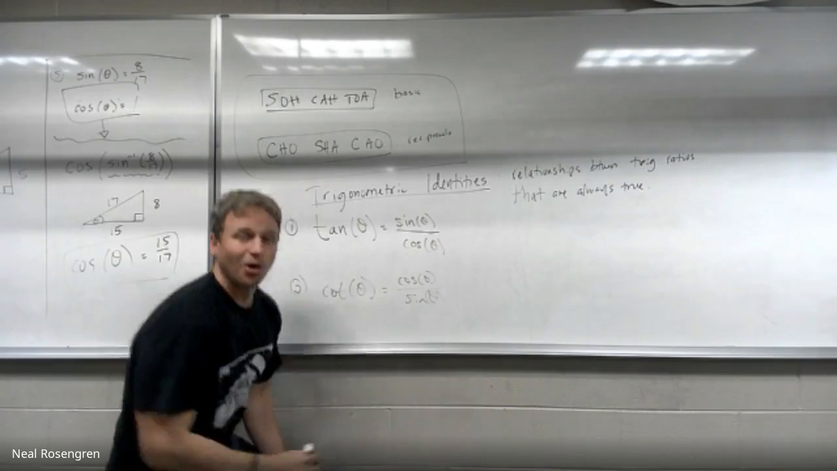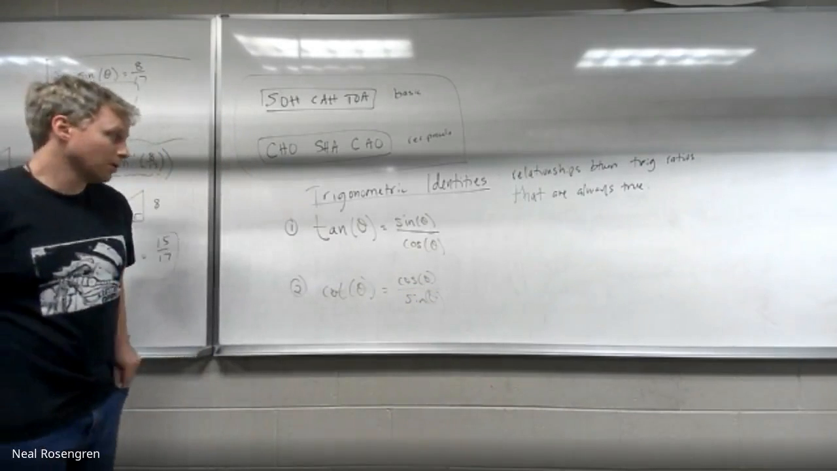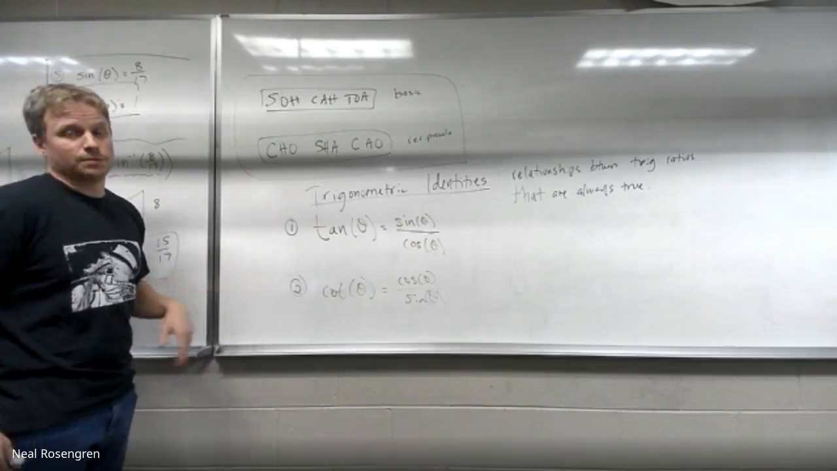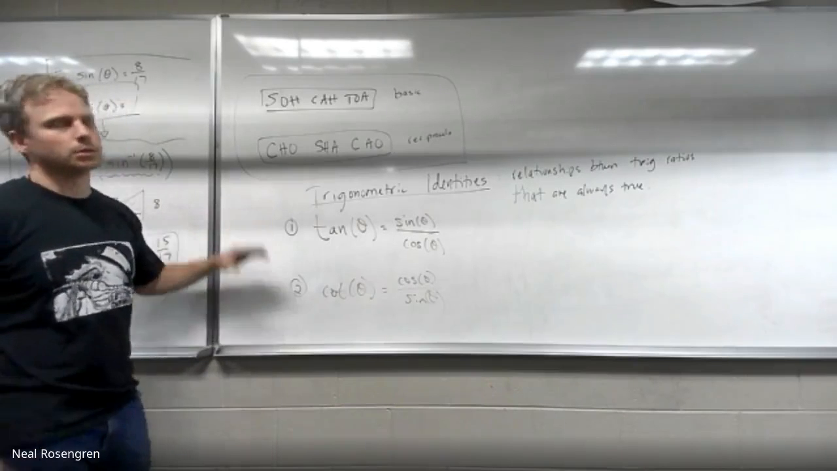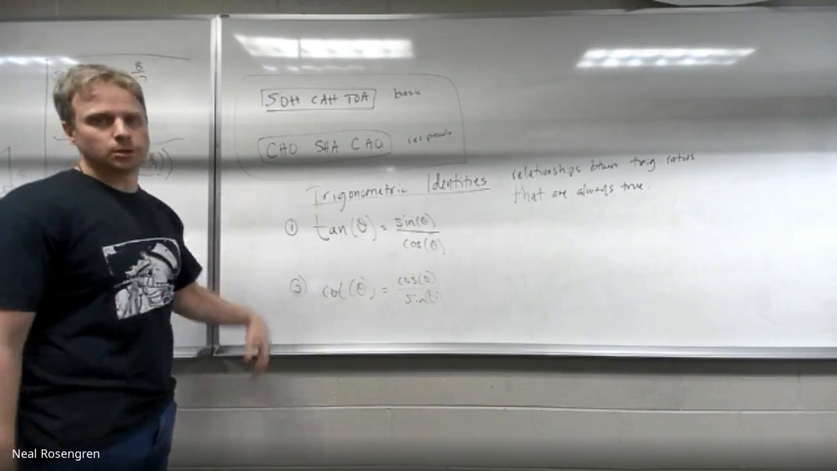Okay, that's always, always, always true. Those are called the reciprocal trig identities. Okay, sorry, the quotient trig identities.